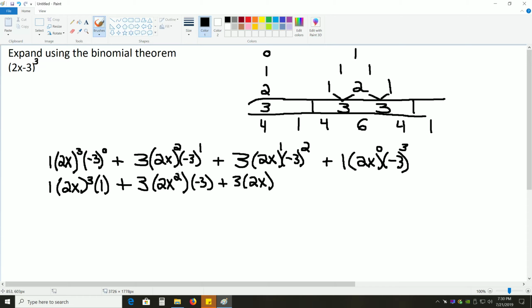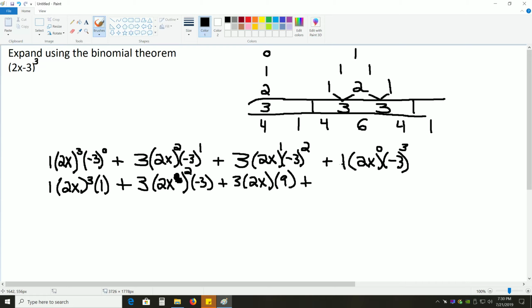Oh, and I just want to make a correction here. This 2 should be on the outside. It's to the entire parentheses. I just copied it down wrong in the second step. So 2x to the first is just 2x. That first power goes away. Negative 3 to the second, negative 3 times negative 3 is positive 9.